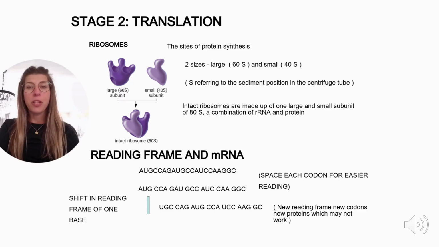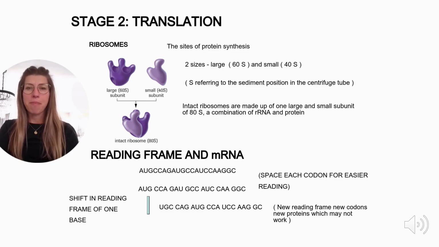When the intact ribosome all comes together with the large subunit and the small subunit, they call it an 80S. This also combines the rRNA and protein all together, which forms that intact ribosome, the 80S.